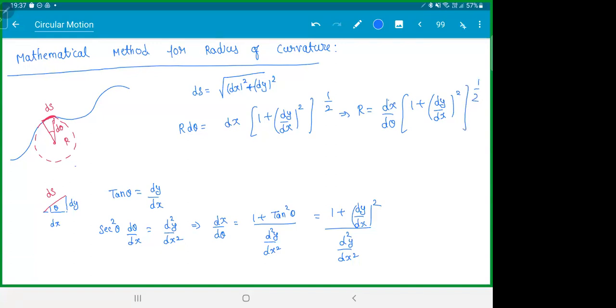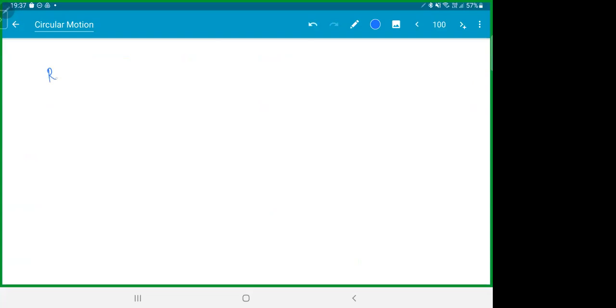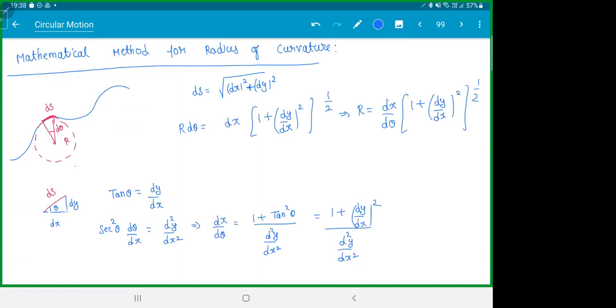I'll write on the next page. The final answer will be 1 plus (dy/dx) whole squared, to the power of 3/2, divided by d²y/dx². This is your radius of curvature formula. So once you get this, take it and put it here.